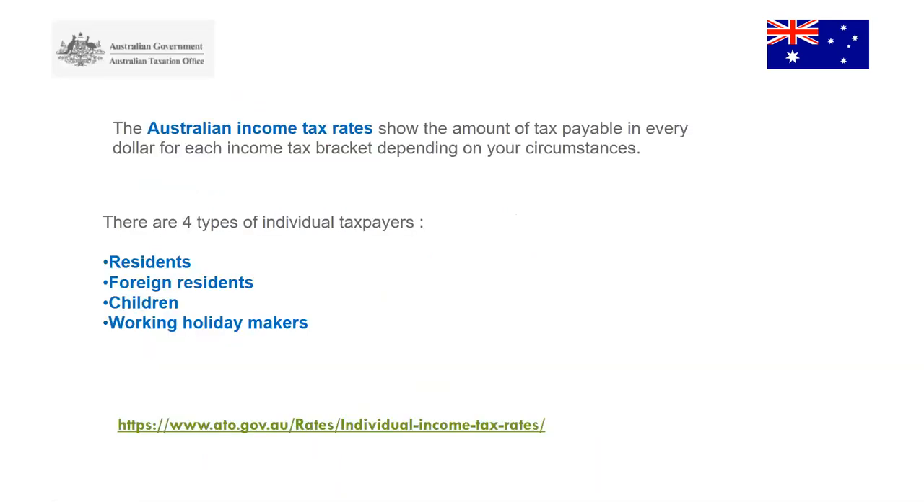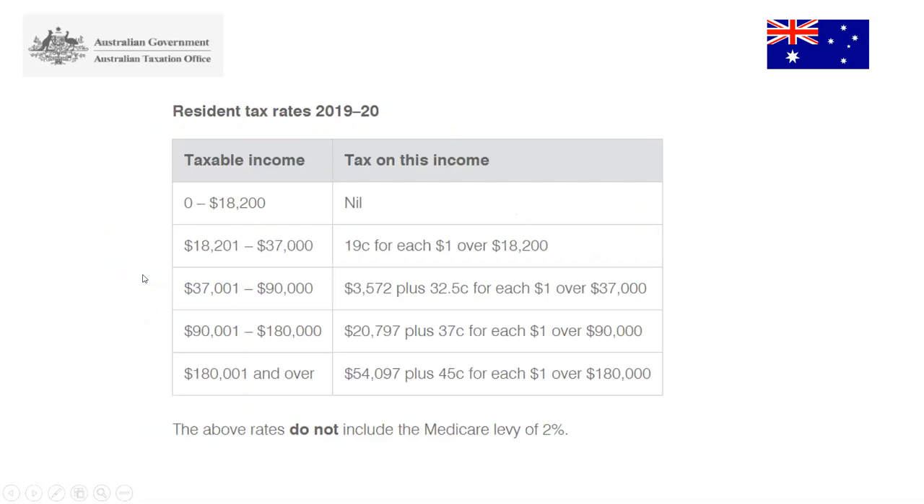Okay, so now I'll come to the tax rates. You're already aware of them, so I'll go directly to the current one and not show the historical ones. There are four types of individual taxpayers in Australia: residents, foreign residents, children, and working holiday makers. Generally people fall into the first two, residents or foreign residents. There are some specific tax rates for 2019-20. Up to $18,200 there is no tax. For the category between $18,201 and $37,000, it is 19 cents for each dollar over $18,200.